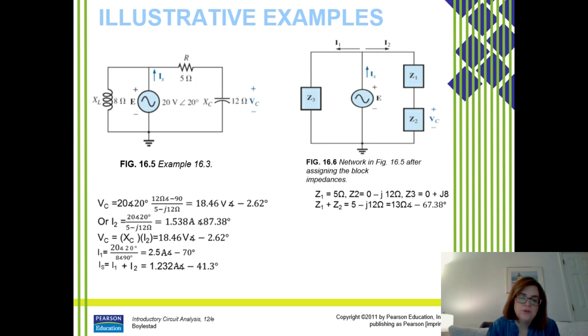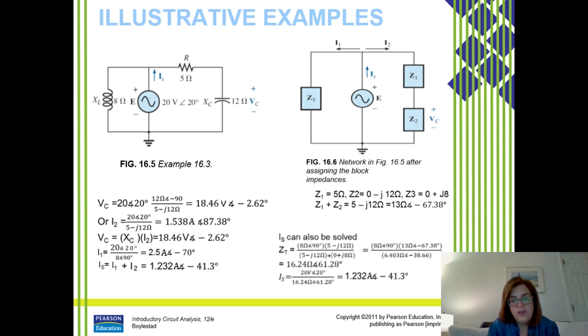What you might have thought from the beginning was just to find ZT, and then divide your source voltage by ZT to find I sub S, and that works just as well. I'll show you those calculations as well. You could do 1 over Z3 plus 1 over Z1 plus Z2 and find your ZT that way. You could also do product over the sums. Product over the sums means we take this impedance and multiply by this impedance, and then divide by the sum of Z3 plus Z1 plus Z2.